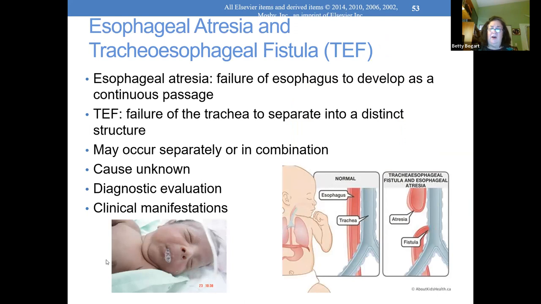Now, at times, connections where they shouldn't be are formed. Esophageal atresia means there is no passageway to the stomach. The mouth is connected to the esophagus, which goes nowhere. It's a blind pouch. Then there is what we call a tracheoesophageal fistula. So the trachea and esophagus have a fistula, a tube connecting them. So if they swallow, guess where that food, that formula goes? Directly into the lungs. So how do you think we would take care of that?